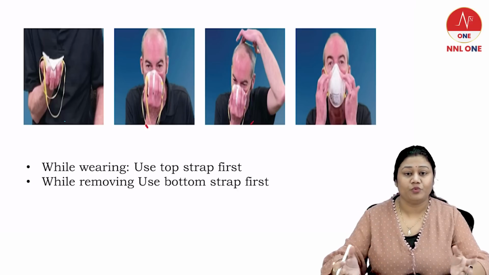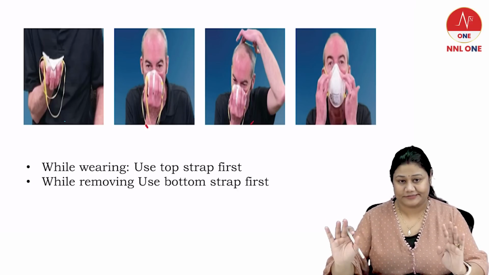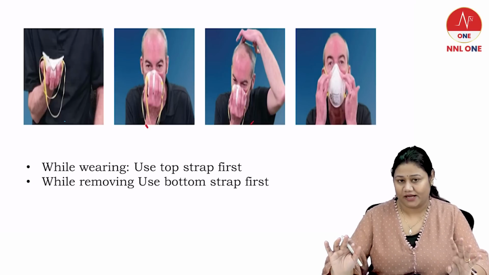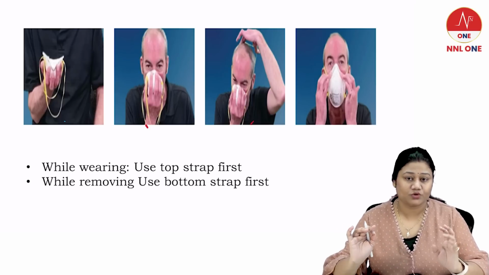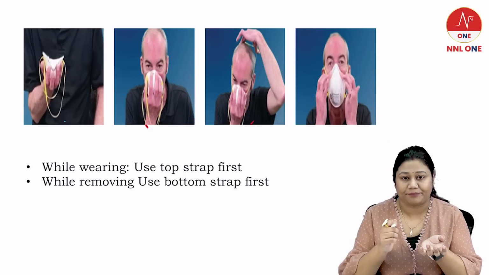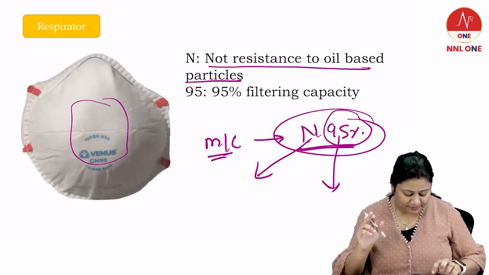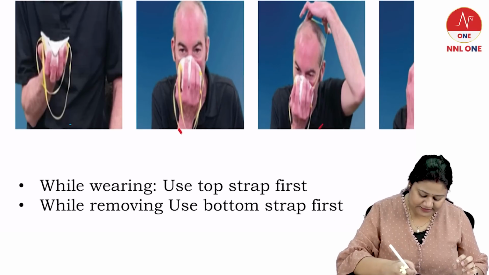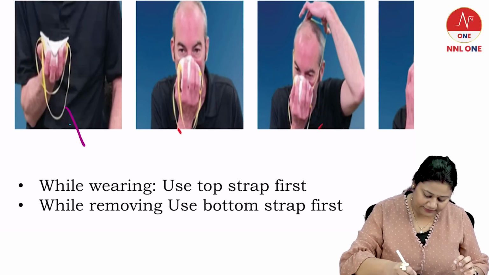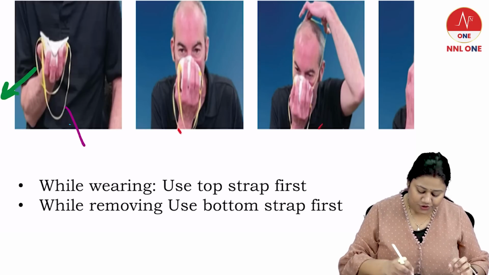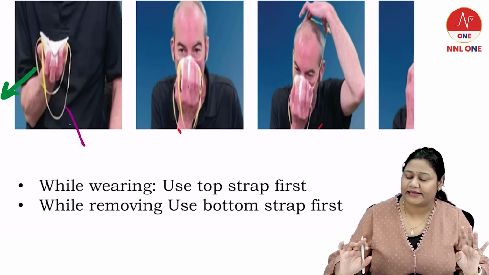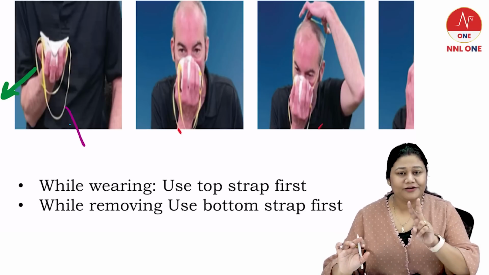Now next, come to the donning and doffing of your respirator. When it says donning and doffing, what question can be asked in your NORCET? They can ask you that if you are wearing a respirator, then which strap? It has two strap. Respirator has two strap. If you can see here, the top strap and the bottom strap. Let me highlight the bottom strap with other color. So the top strap I have highlighted in pink color, bottom strap I have highlighted in green color. So there are two strap.